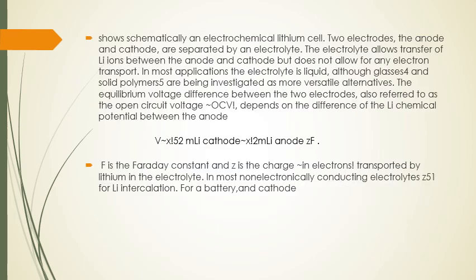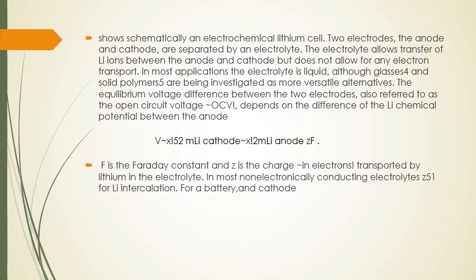This shows schematically an electrochemical lithium cell with two electrodes, an anode and a cathode, separated by an electrolyte. The electrolyte allows transfer of ions between the anode and cathode, but does not allow electron transport. In most applications, the electrolyte is liquid, although gases and solid polymers are being investigated as more versatile alternatives.